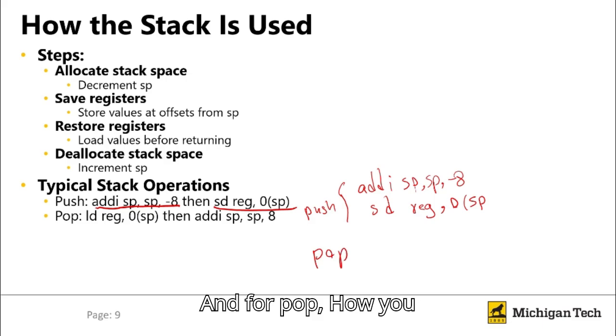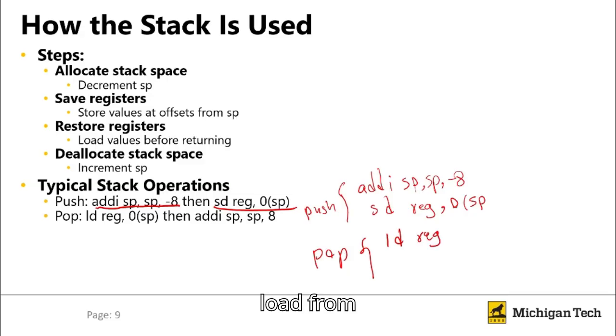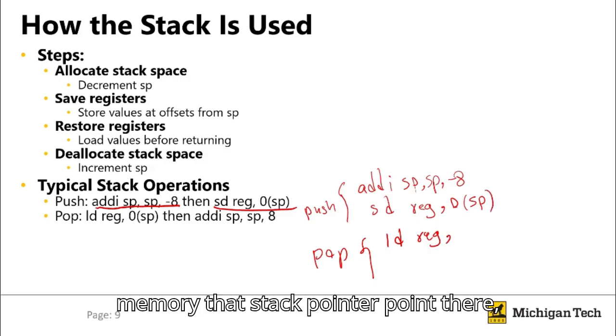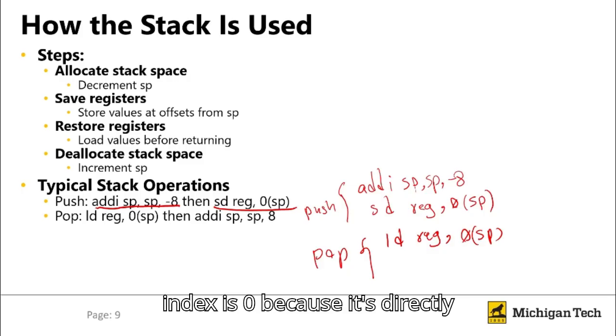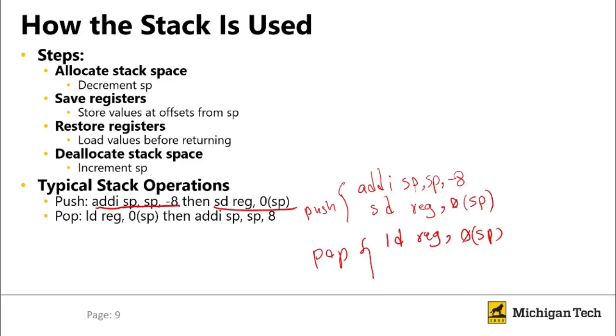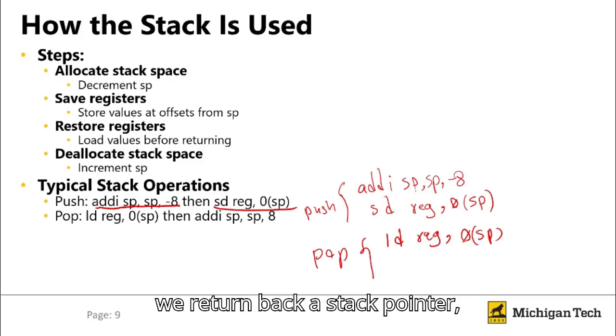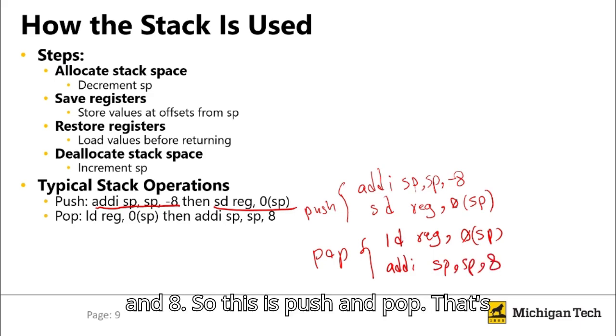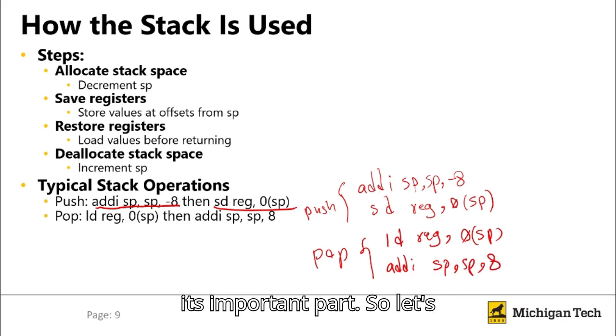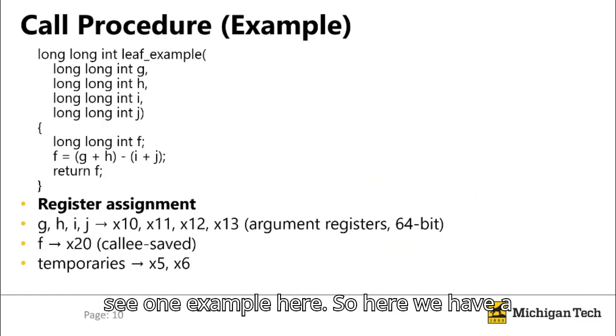And for pop, first you need to load from the memory that the stack pointer points to. The index is 0 because it's directly there. And then we return the stack pointer back. We added 8, so add immediate to the stack pointer 8. So this is push and pop. That is the important part. So let's see one example here.